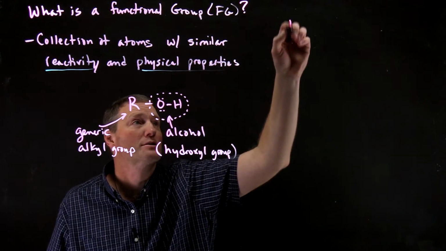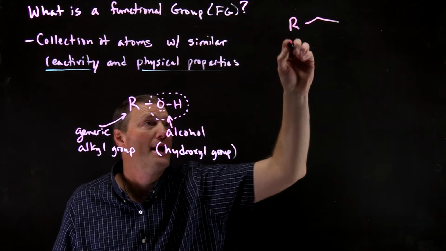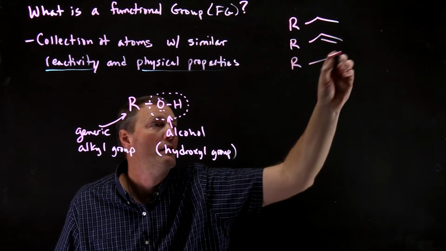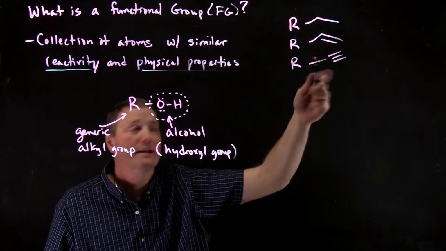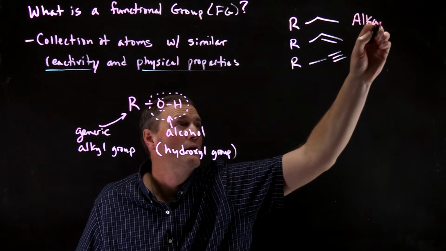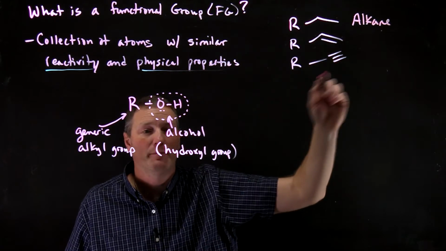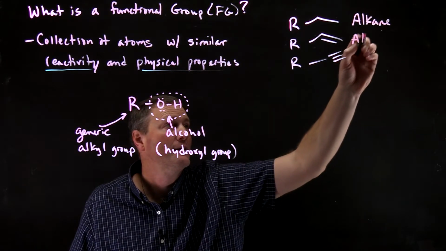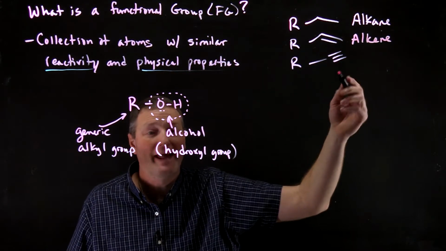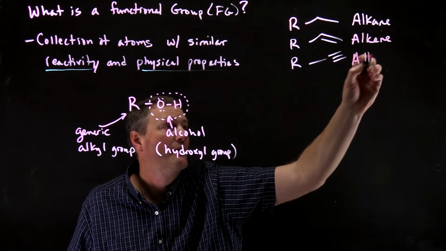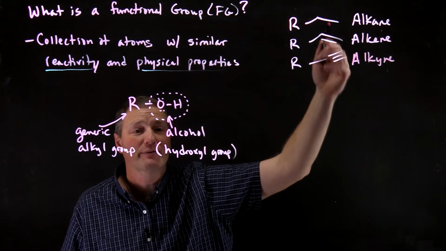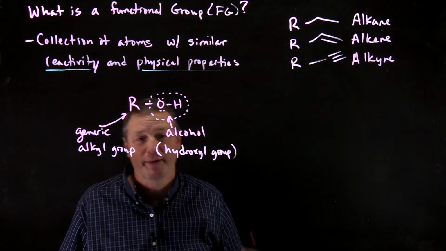All right, so first, we're going to start out with the hydrocarbons. Okay, so here we have a saturated hydrocarbon. This is called an alkane. Carbon-carbon double bonds, an alkene. And then we have a carbon-carbon triple bond, which is called an alkyne. Now, the reactivity of an alkane is very different than an alkene, which is even different from an alkyne.